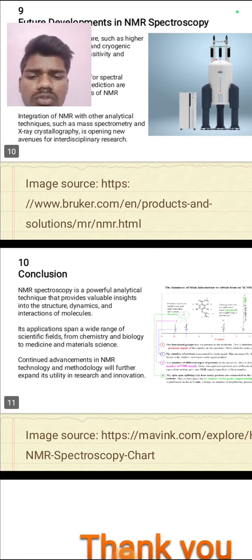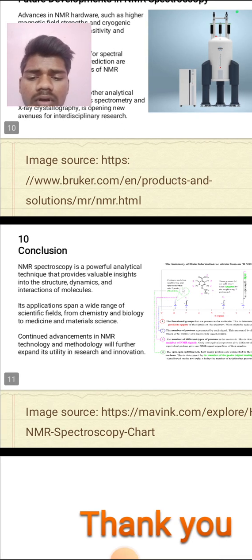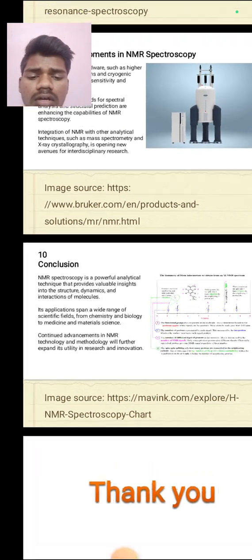Tenth one, conclusion. NMR spectroscopy is a powerful analytical technique that provides valuable insights into the structure, dynamics, and interactions of molecules. Its applications span a wide range of scientific fields, from chemistry and biology to medicine and material science. Continued advancements in NMR technology and methodology will further expand its utility in research and innovation.